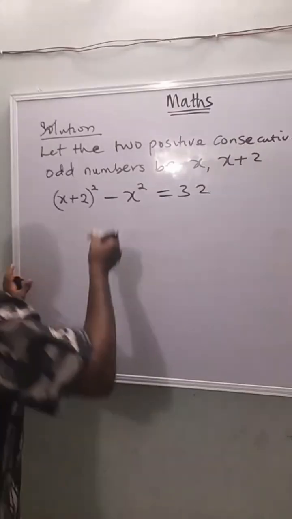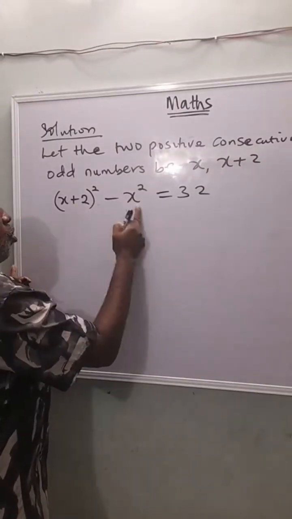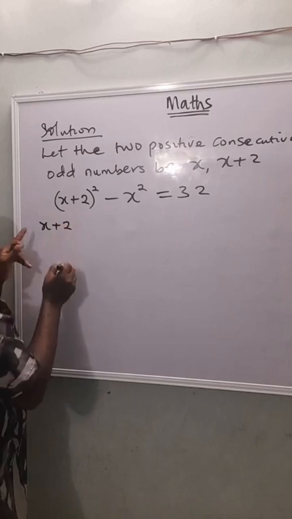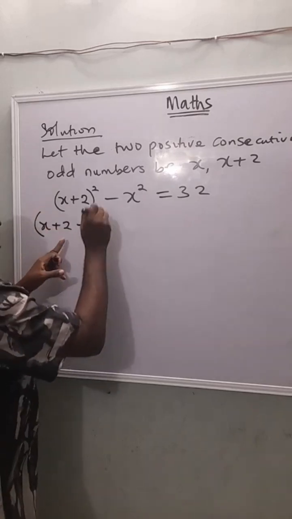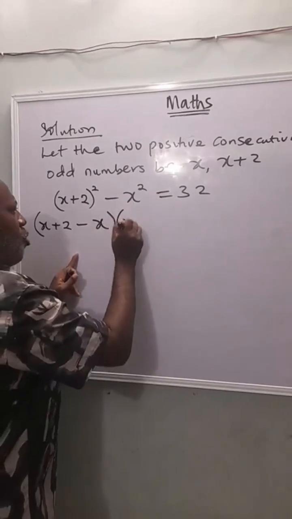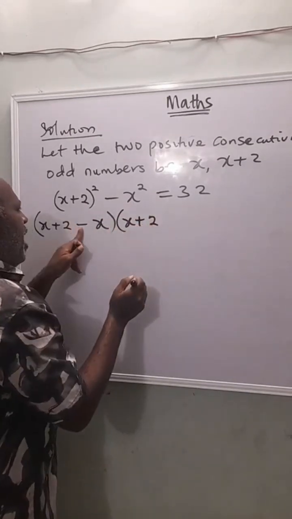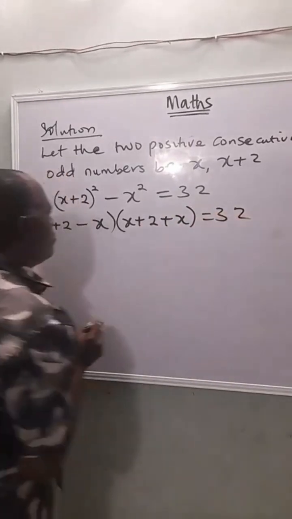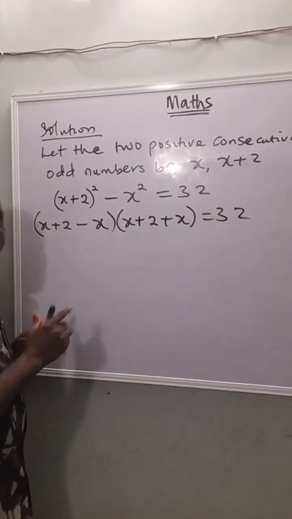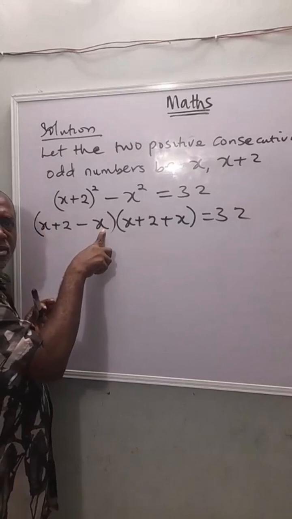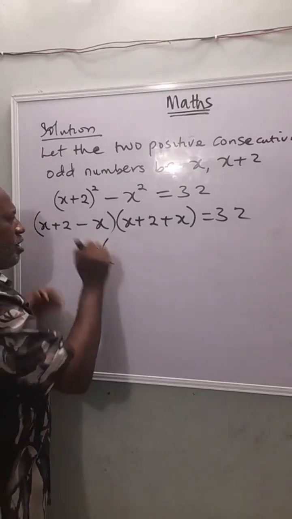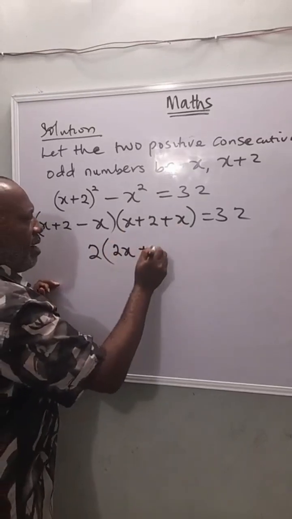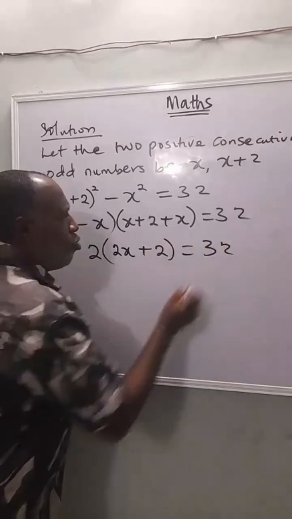Without wasting much of our time, if you look at these two, there's what we call difference of two squares in mathematics. I take x plus 2, the first one, minus ordinary x, the second one, into x plus 2, but here instead of becoming minus, it will be plus, all equal to 32. Without wasting much of our time, x minus x is 0. We're left with 2 in this bracket. And x plus x will give us 2x, and then here is 2, all equal to 32.